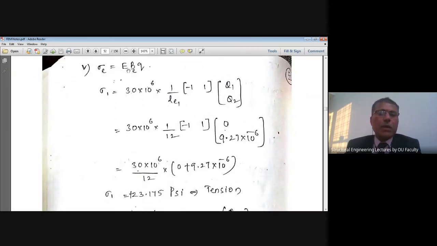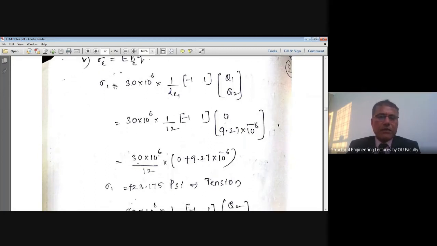Then next, we need to find the stresses. We already know the relationship between stress and strain. Stress is nothing but Young's modulus multiplied by strain, and strain epsilon is nothing but B multiplied by Q. For a 1D 2 node element, we already know B is 1 by L multiplied by minus 1, 1, which is a constant matrix. It doesn't depend upon the position xi or x. Hence, it is a constant matrix.